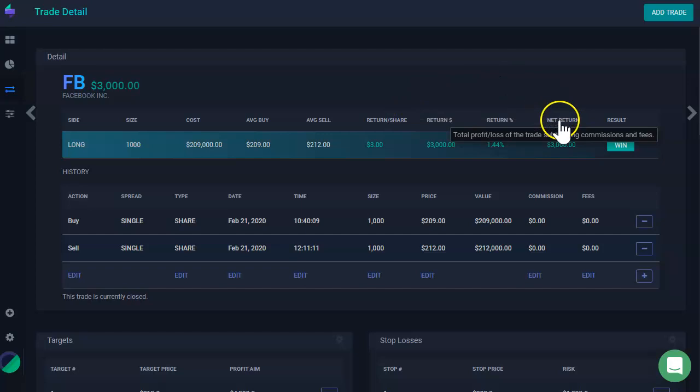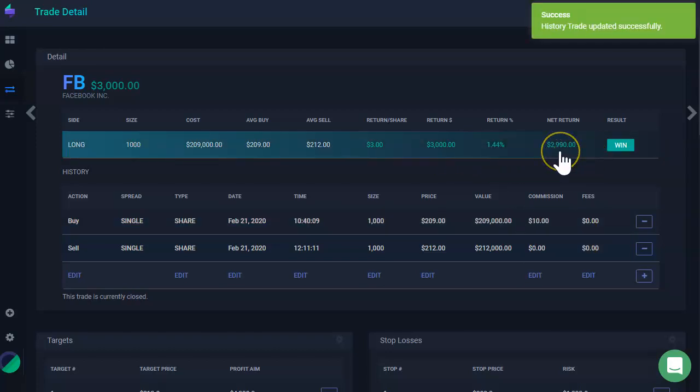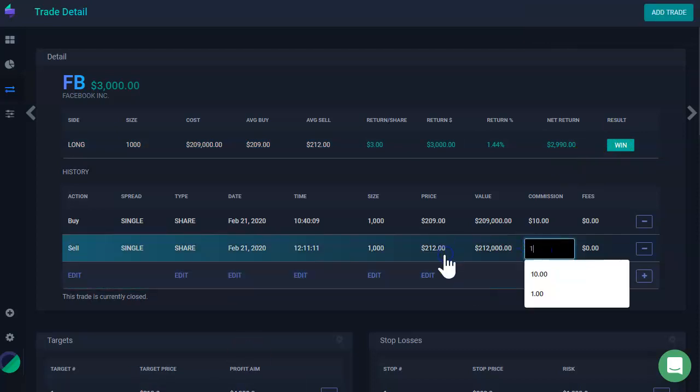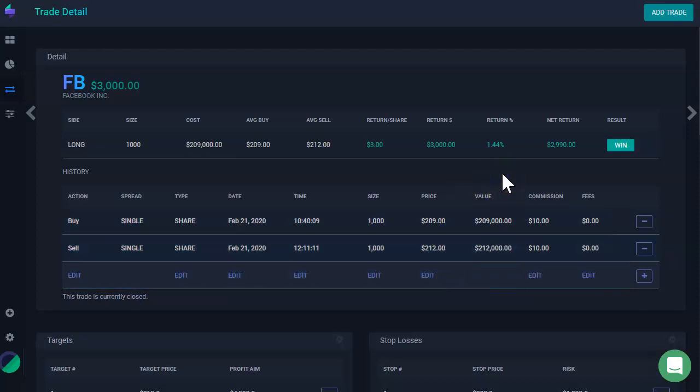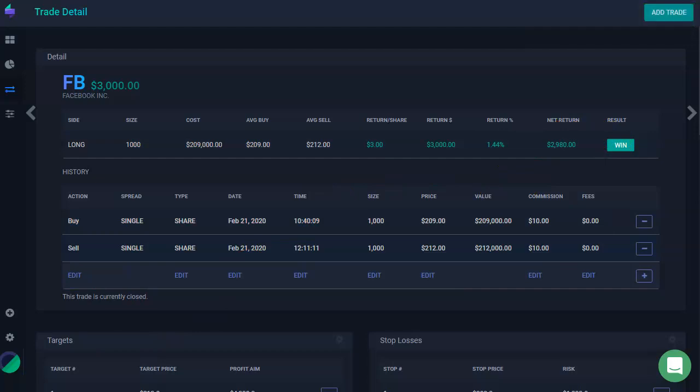So for example, in this case they are the same because I do not have any commissions added, but if I were to add commissions, for example, $10 here, this should be updated. It should be 2,990. Okay. So if I were to add here, it should be 2,980. Okay. There it is. So that's how you will interpret this.